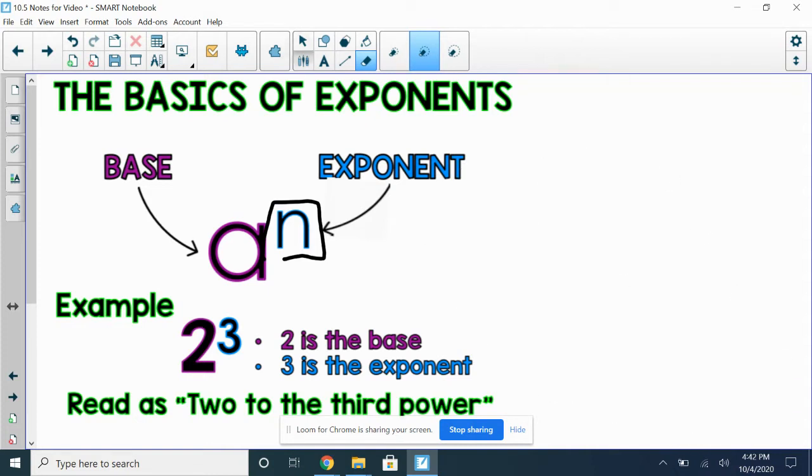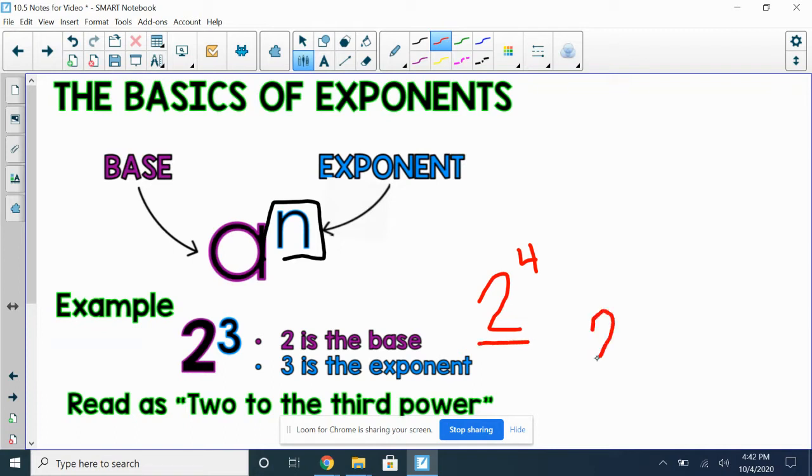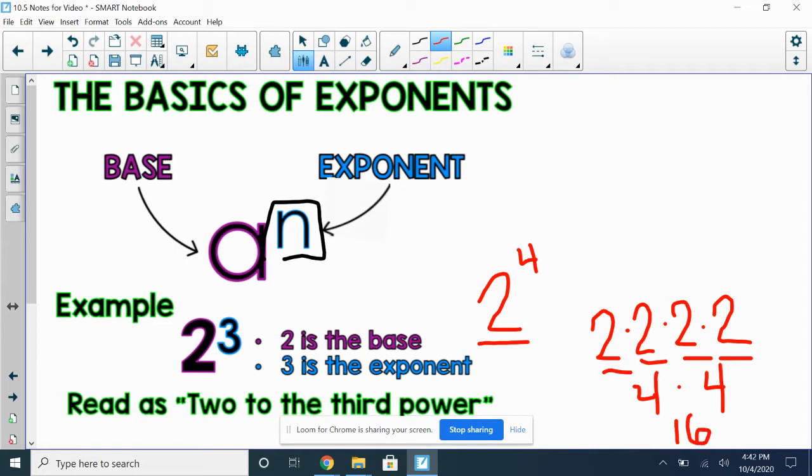And let's look at one more example. So let's say I had a base of 2 and I had it to an exponent of 4. What that tells me is that I'm multiplying that base of 2 times itself 4 times. So if I were to write it out, I have 2 times itself and I have four 2's: 1, 2, 3, 4 times. I know 2 times 2 is 4, and 2 times 2 over here is 4. And then multiply our 2 answers: 4 times 4 is 16. So 2 to the power of 4 gives me 16.